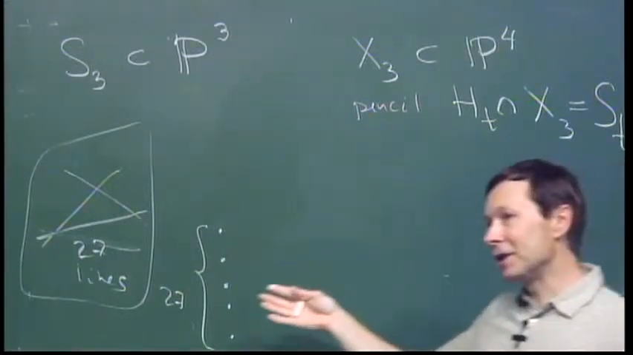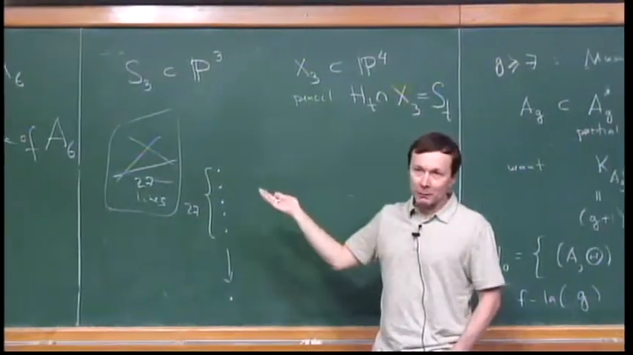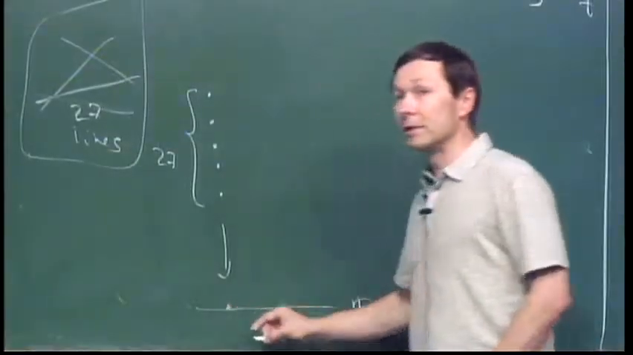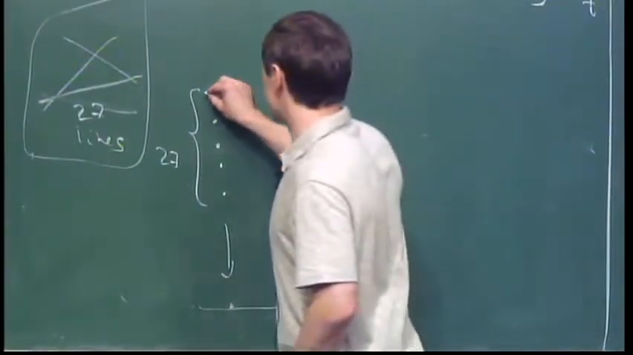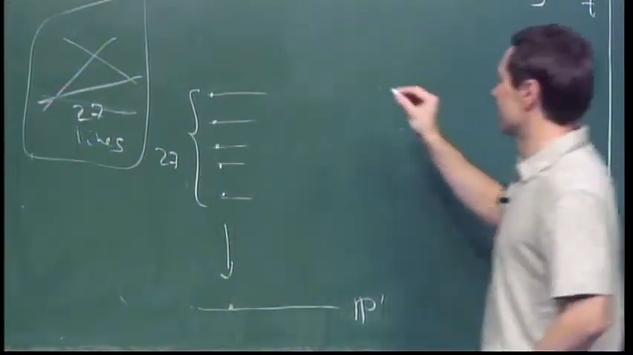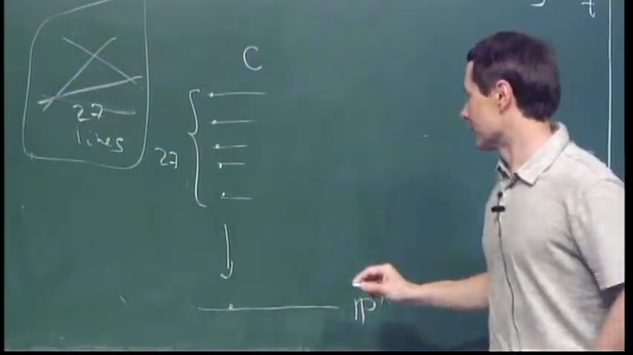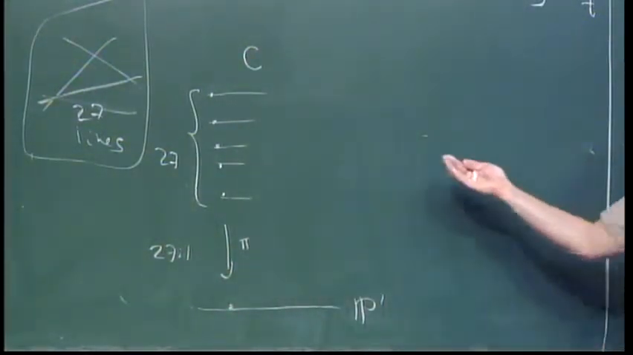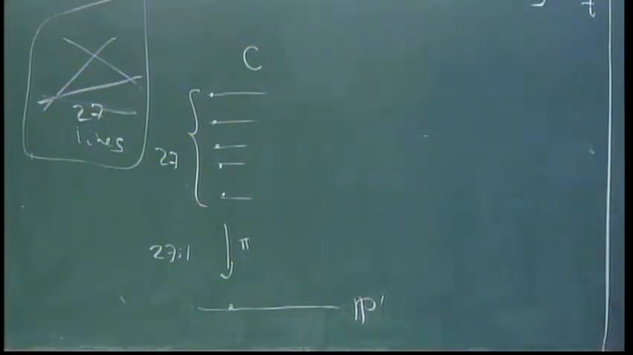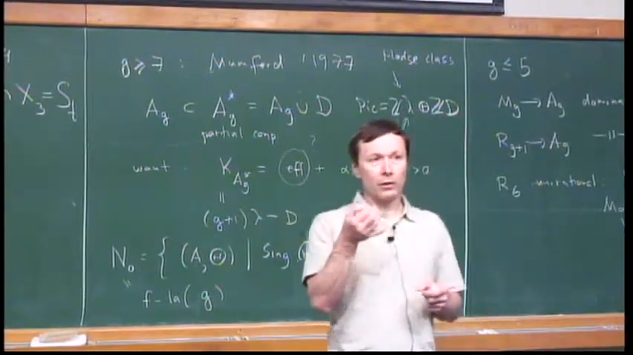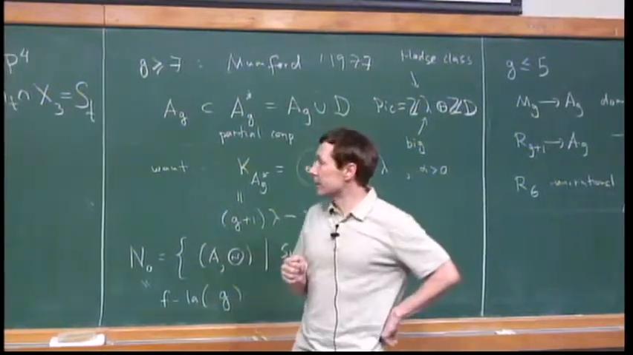Now on every surface in this pencil you have 27 lines, and so what you have down there is your pencil, P1, and you have a 27 to 1 cover. Let's call this curve C. So there is pi, and it's 27 to 1. Now, sometimes this threefold degenerates, and for a generic Lefschetz pencil, you can assume that the degenerations are the easiest, where a threefold acquires a single node, a single quadratic singularity.